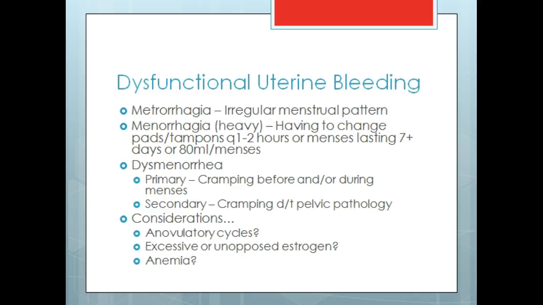So menorrhagia, just to define it a little bit more for us here, to think of it as a heavy flow, it's her having to change pads or tampons every 1 to 2 hours during her menses, or if her period lasts a long time, which would be considered 7+ days, or if throughout her menses it's totaling 80 mils or more, that would be considered a heavy menstrual cycle.